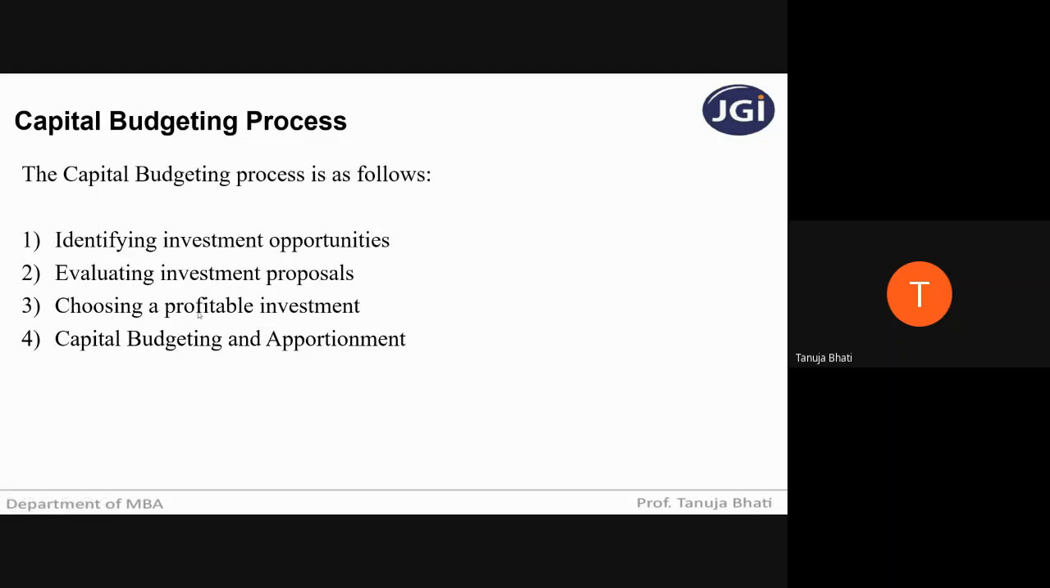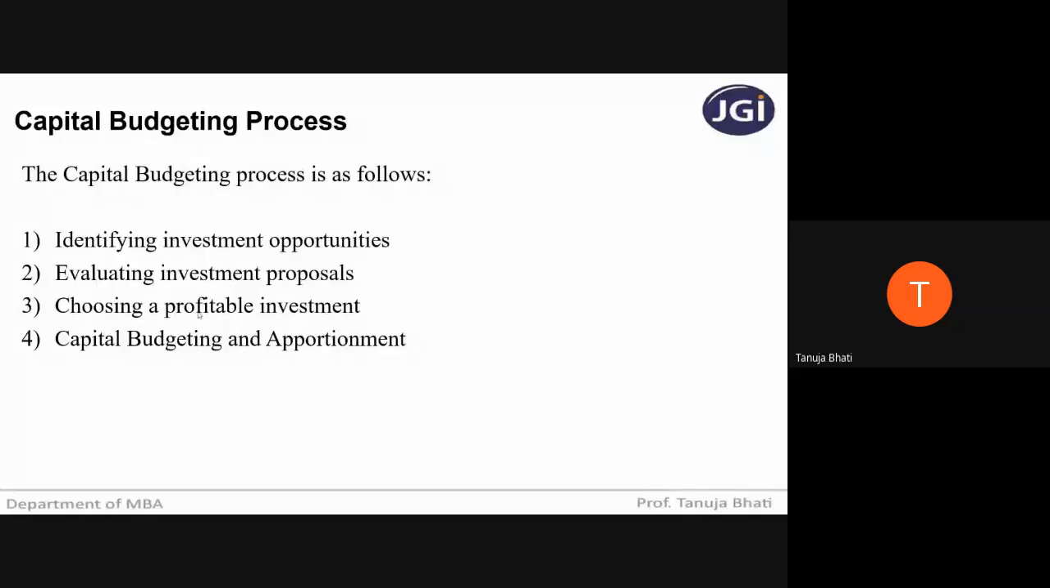Next is capital budgeting and apportionment, which means that now the funds have to be allocated to that particular project. To fund that particular project, it needs to identify the different sources of funds and allocate accordingly. So obviously, when you require finance, you raise it through different sources and then allocate it.